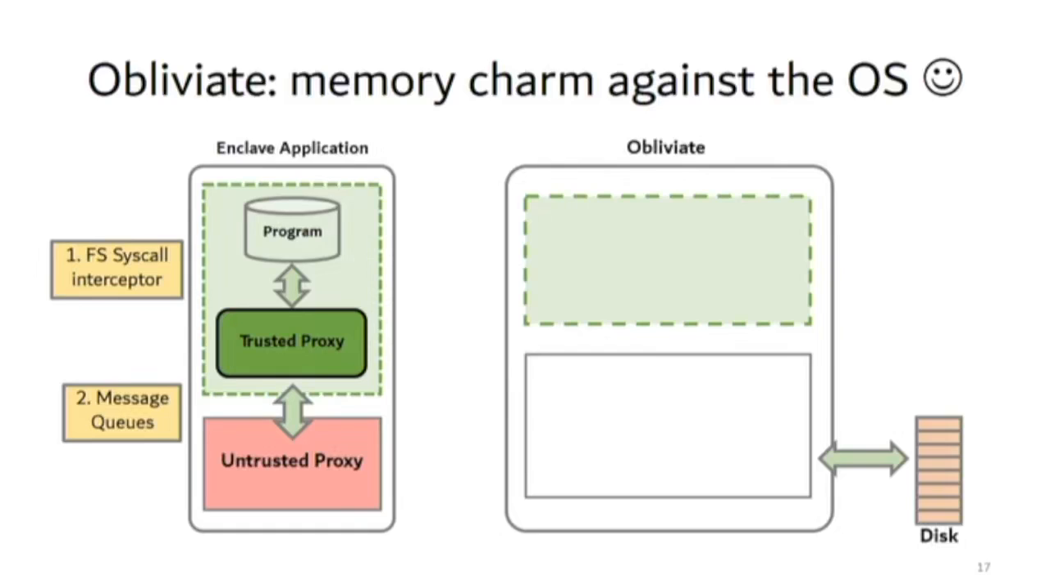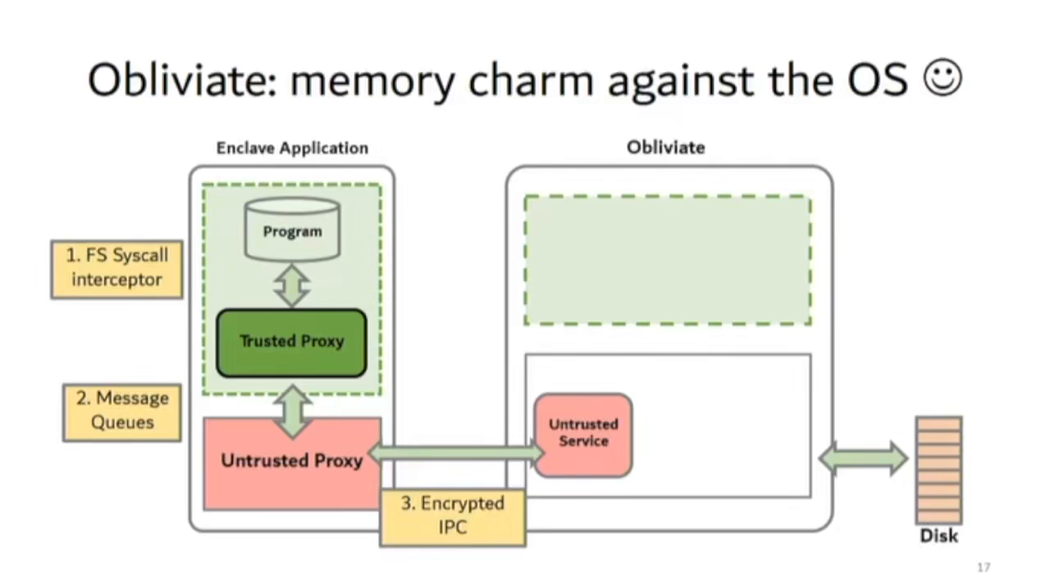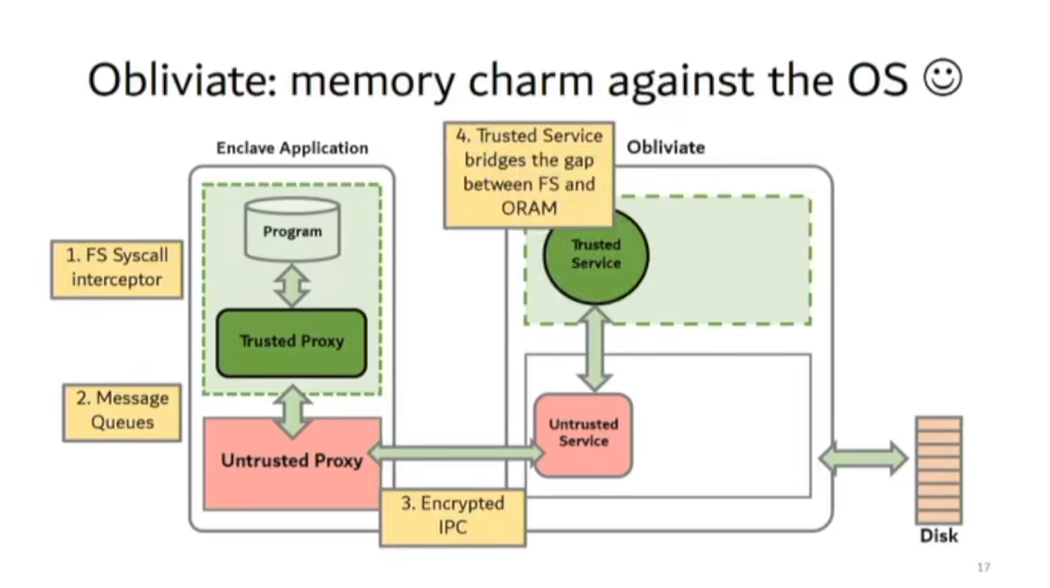And Obliviate is responsible for handling all file system operations. The application is just going to take the messages, by which I mean the system calls, whatever system calls it wants, encrypt them, and send them to Obliviate using encrypted inter-process communication. After it sends them there, in Obliviate, which is again an enclave, we have a trusted service which is going to bridge the gap between file system operations and ORAM.